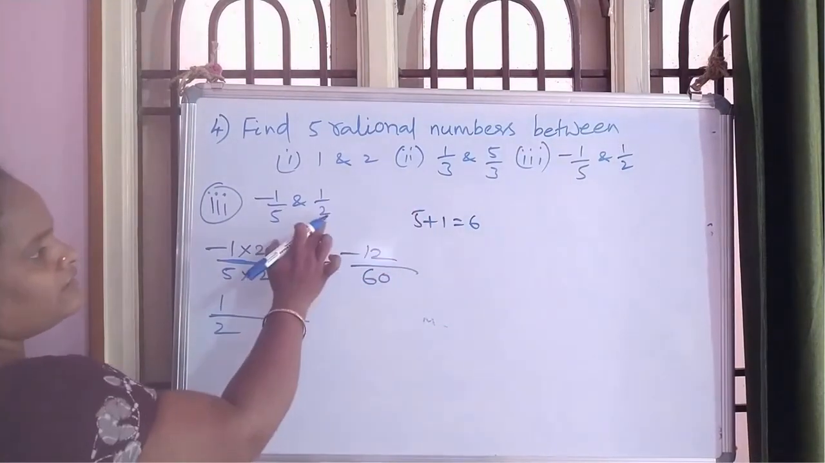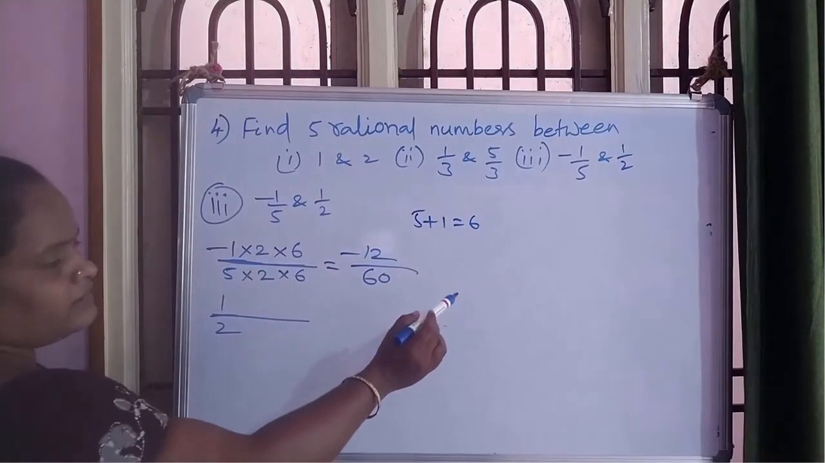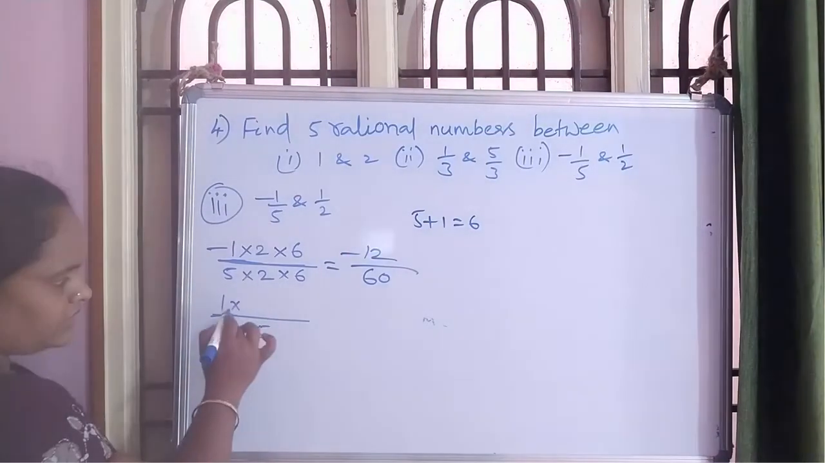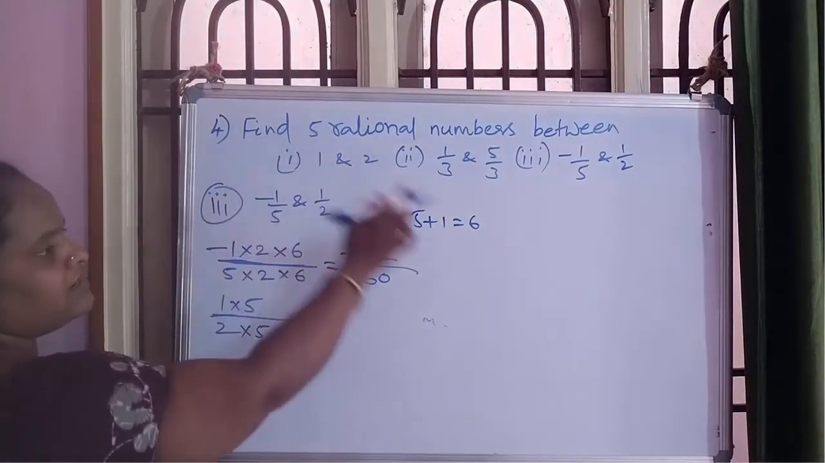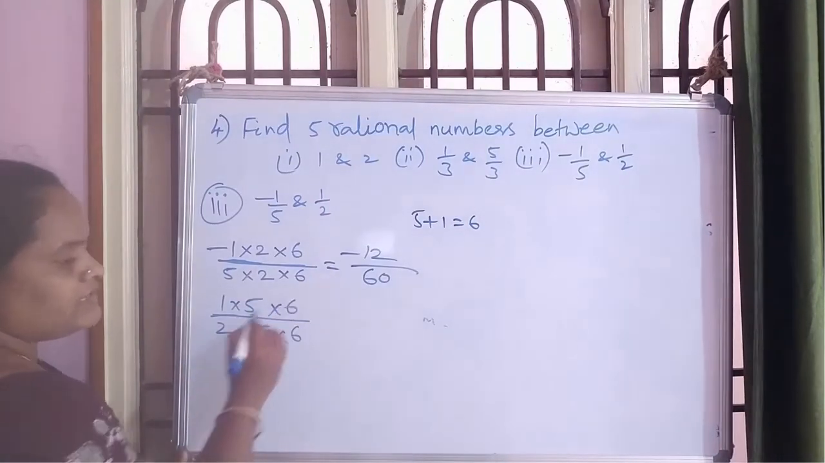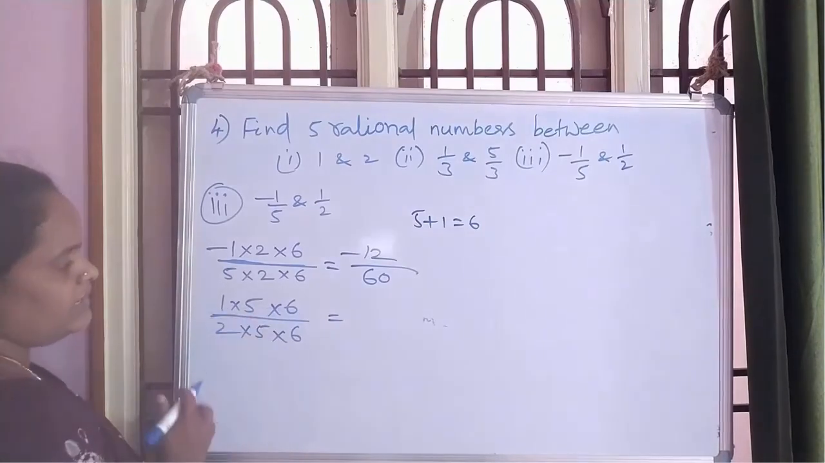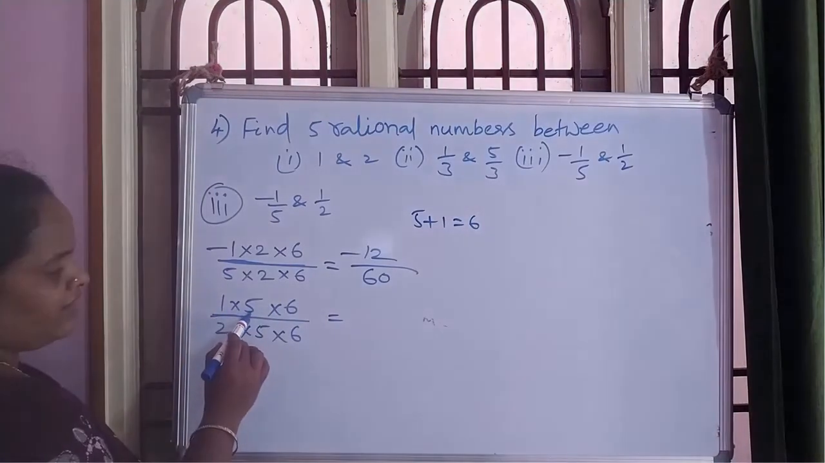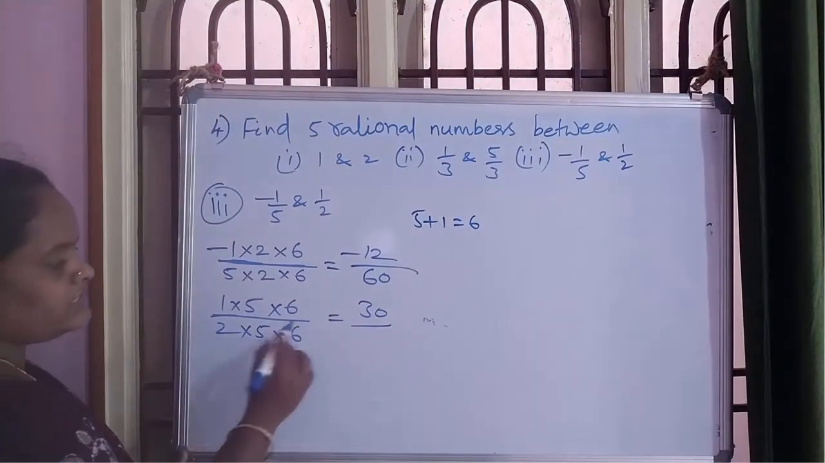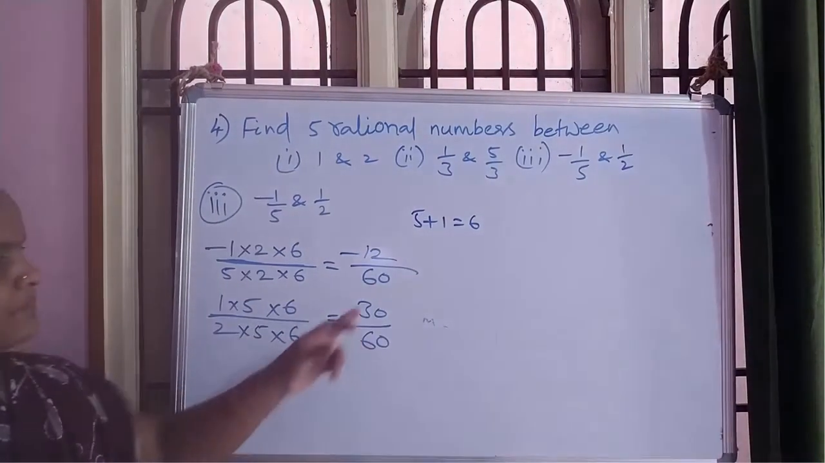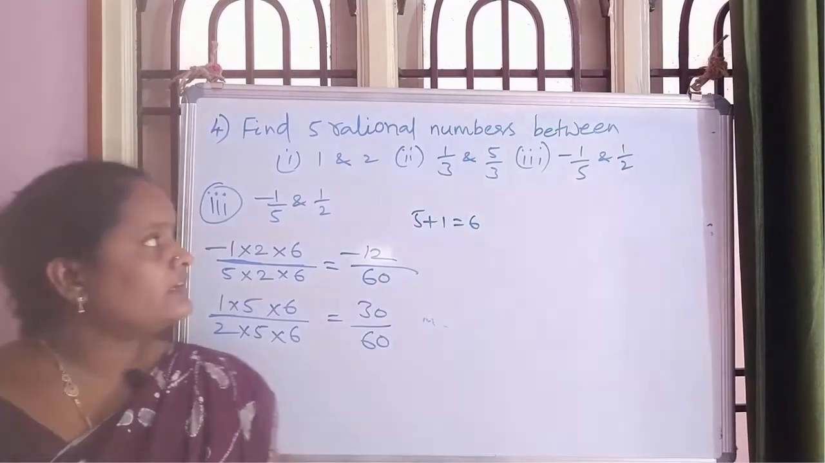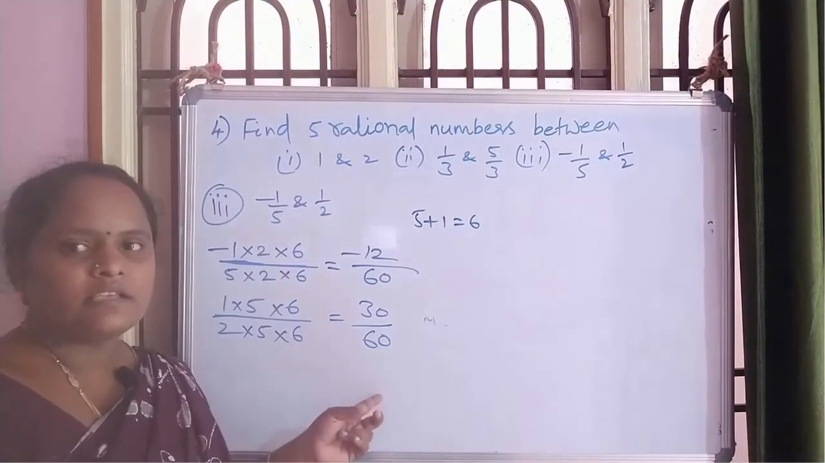Same with the other number, that is 1 by 2. To get the LCM 10 as the denominator, I need to multiply the denominator 2 with 5, and with the same 5 in the numerator. Here 5 rational numbers are asked, so 5 plus 1, 6. I need to multiply with 6 in the denominator as well as in the numerator. So if I multiply, in the numerator I get 1 into 5, 5 into 6, 30. Then 2 into 5, 10, 10 into 6, 60 in the denominator. Now I see minus 12 by 60 and 30 by 60, the same denominator is there.